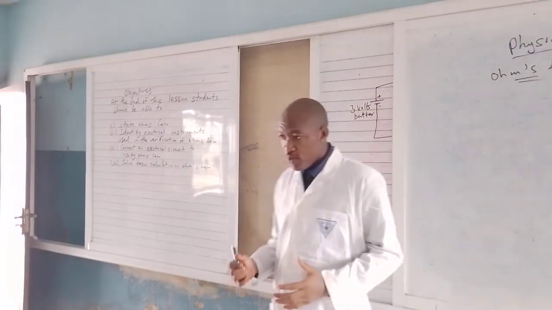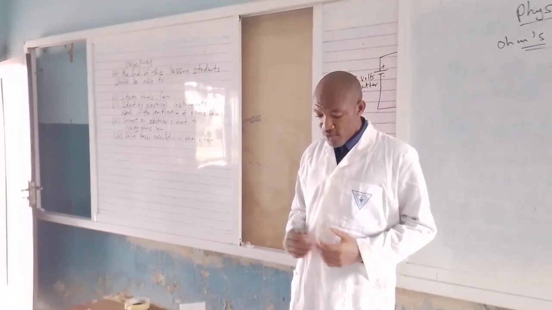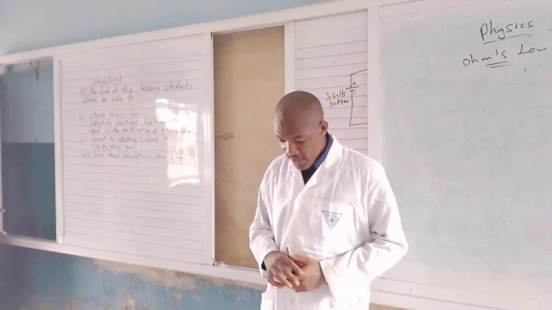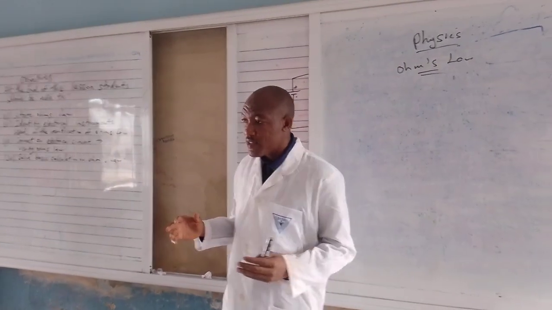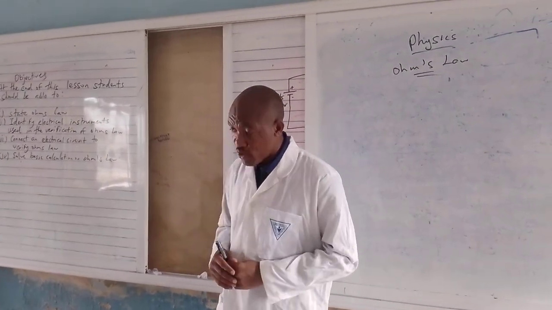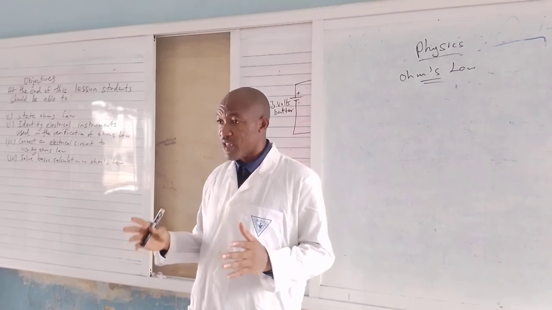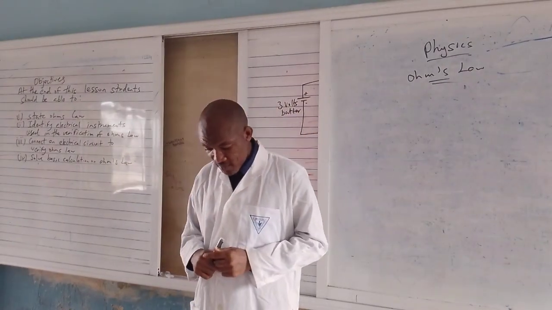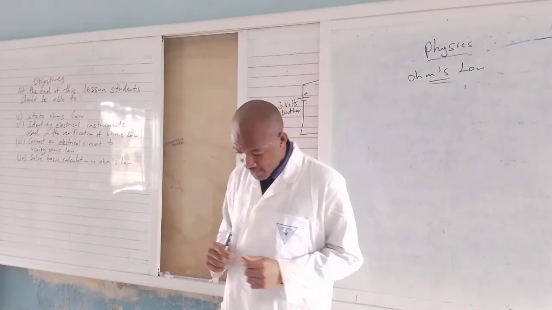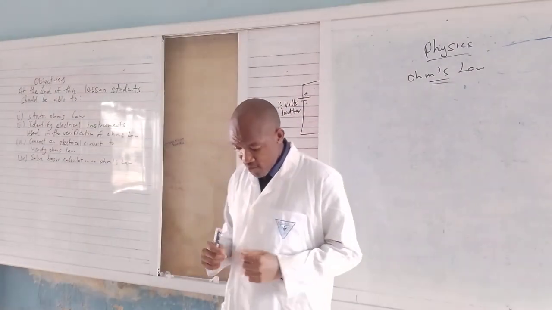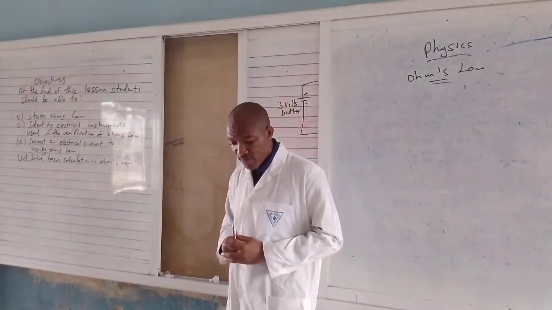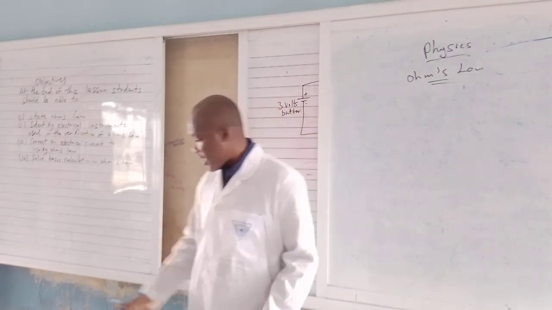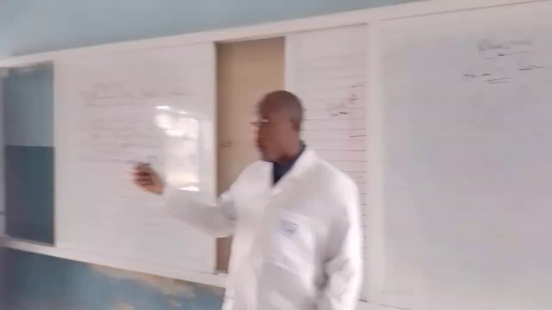Ohm's law. You could take this down first before I explain. Ohm's law states that the current passing through a metallic conductor, such as a wire, is directly proportional to the potential difference across its ends, provided that temperature and other physical properties of the conductor remain constant. For instance, what do we have here? This is a piece of wire.